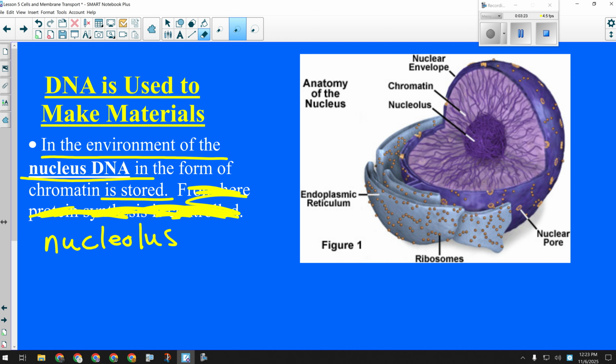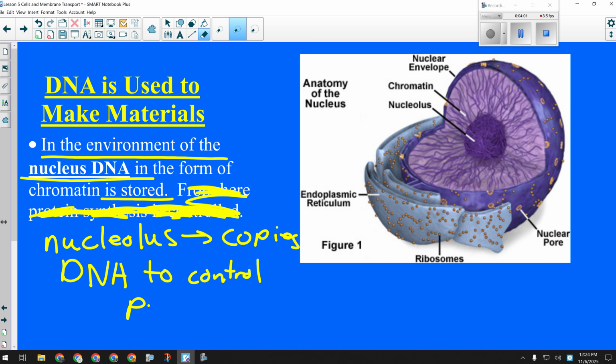It knows exactly where all of the information is. It knows every page of every book in the entire library. Your nucleolus knows where every single part of your DNA is. So if your cell asks it to make insulin, it knows what book and what page to go and copy. All right, so what the nucleolus does is it copies DNA to control protein synthesis.